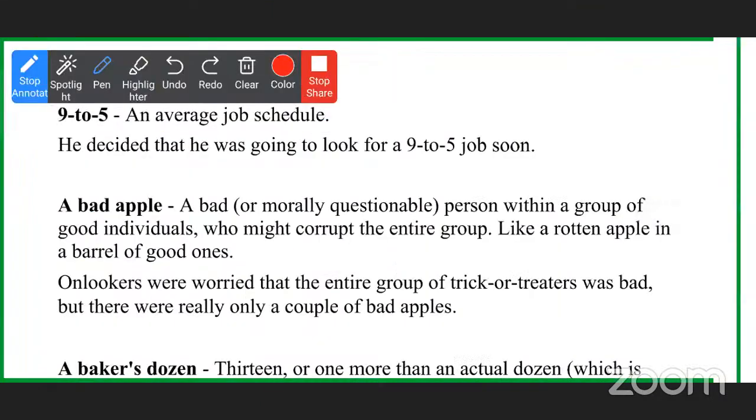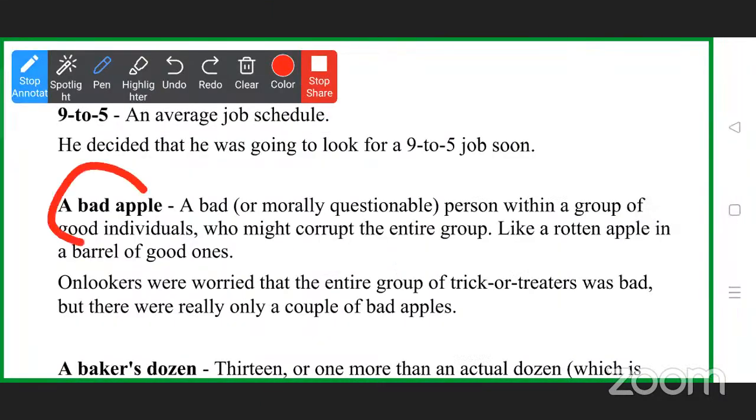Then there is one saying called bad apple. Obviously a bad apple would be one who is morally not strong, a person whose moral values are very weak, a bad person within a group of good individuals, who might corrupt the entire group.